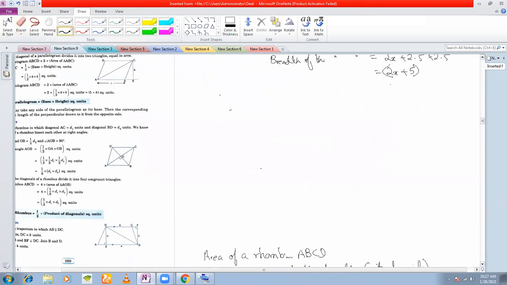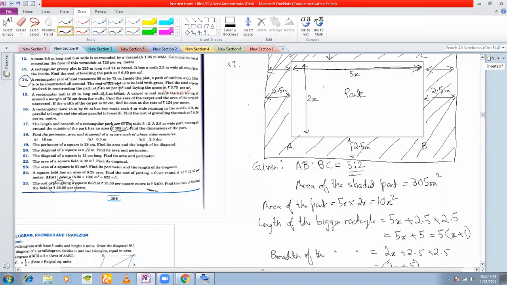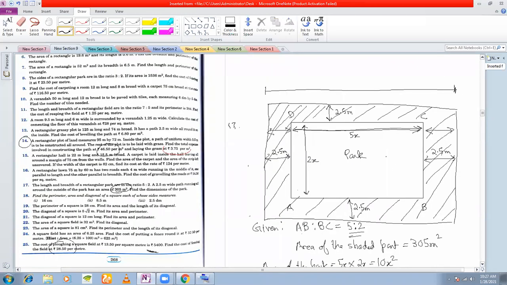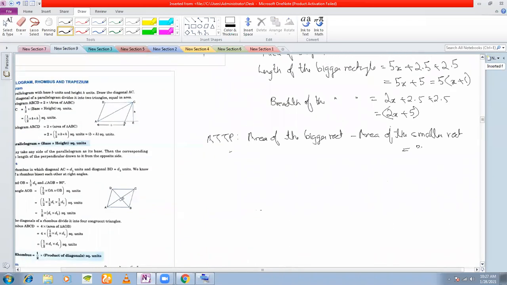So let us write this. According to the problem, area of the bigger rectangle minus area of the smaller rectangle, or inner rectangle and outer rectangle also you can call, must be equal to the area of the shaded part. And how much is the area of the shaded part given? 305. So must be equal to 305.